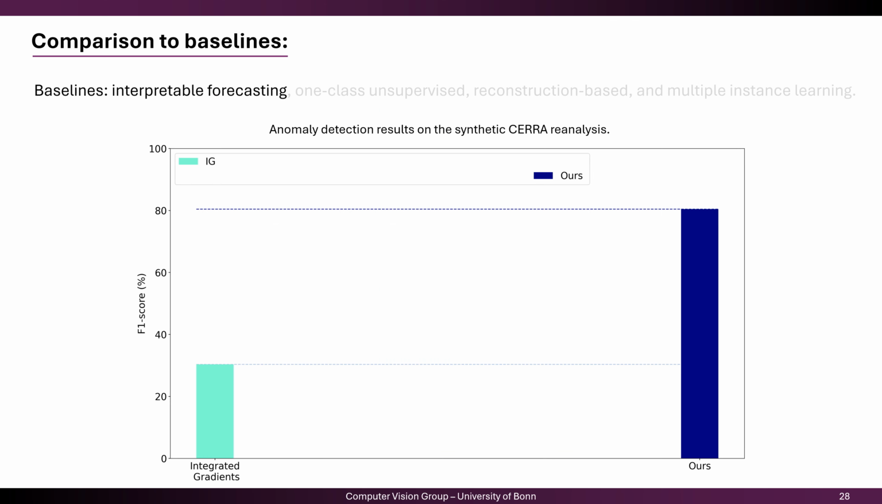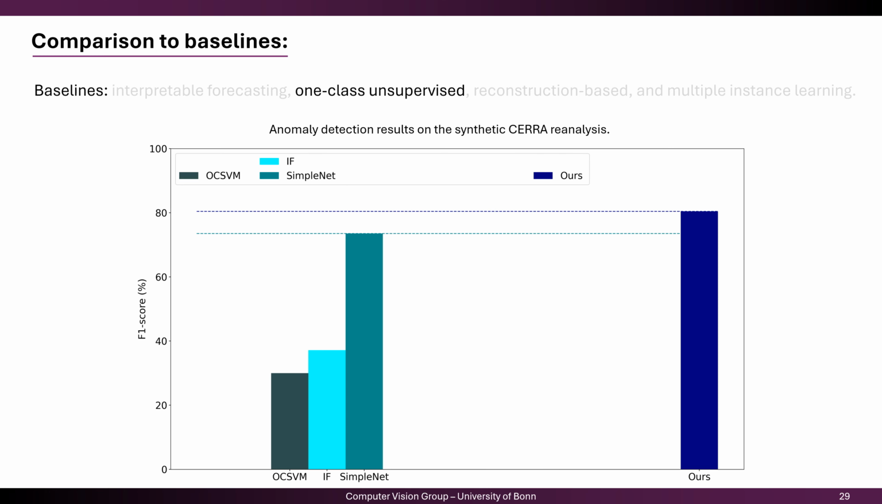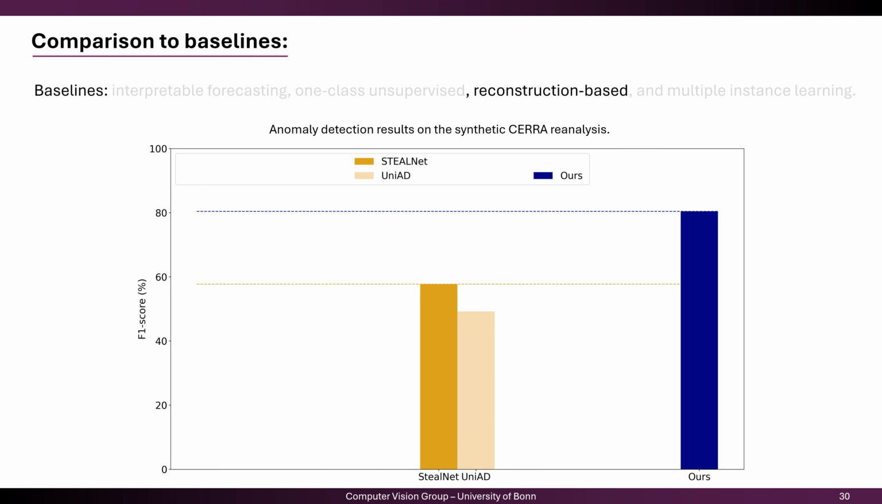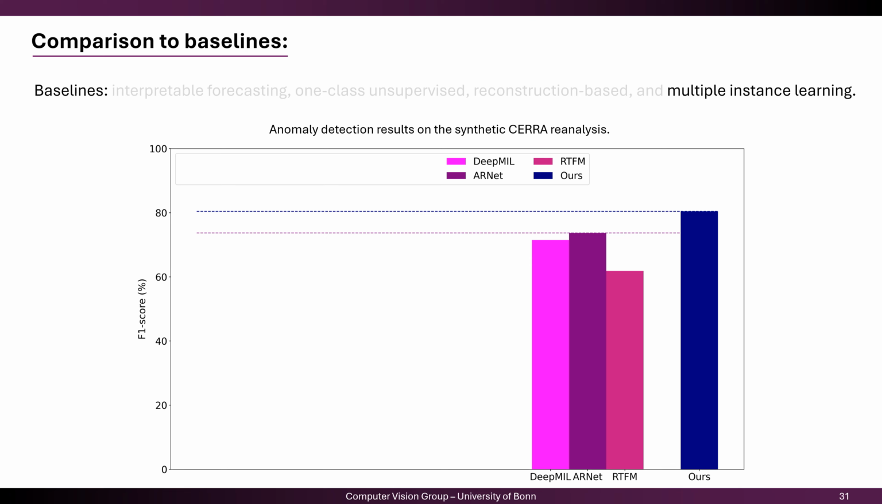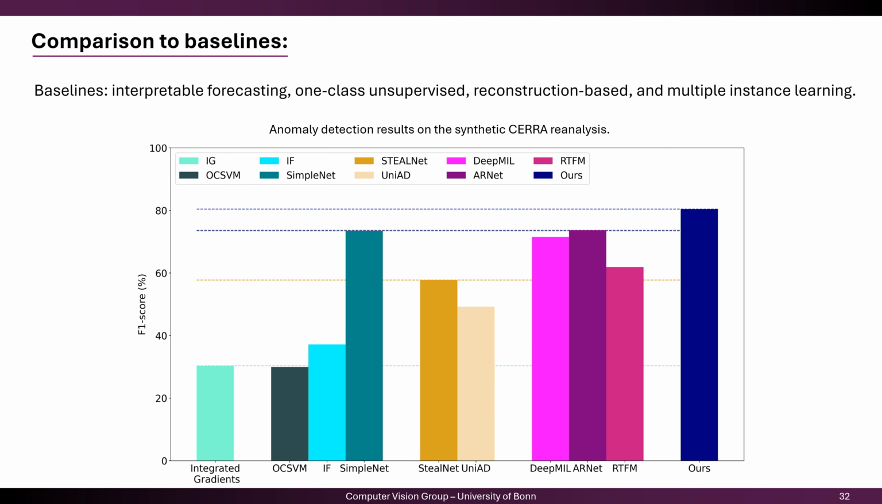We generate different versions of the synthetic data and we compare to several baselines. Here is shown the F1 score on one of the test sets. We compare, for example, to interpretable forecasting baselines such as integrated gradient, and to one class unsupervised anomaly detection, reconstruction-based anomaly detection, and multiple instance learning. As can be seen, our model outperforms all baselines.